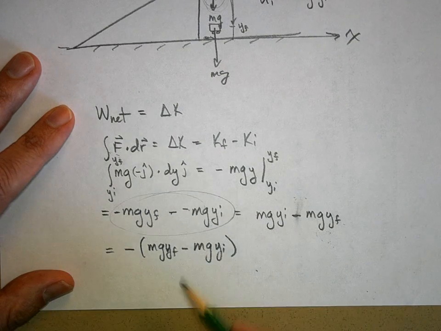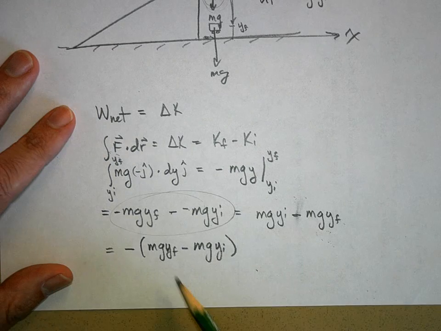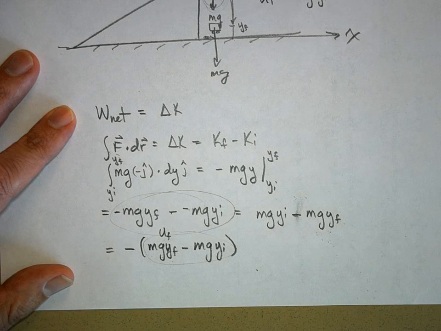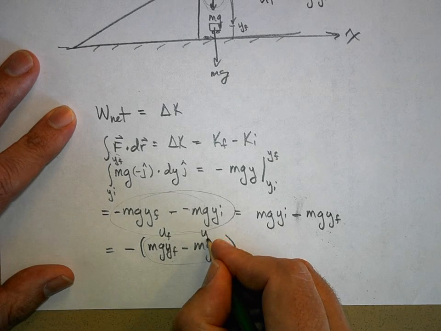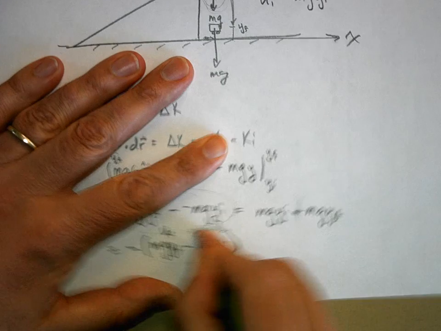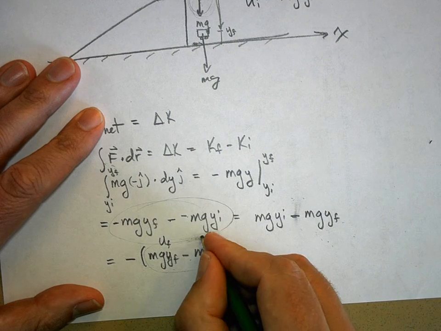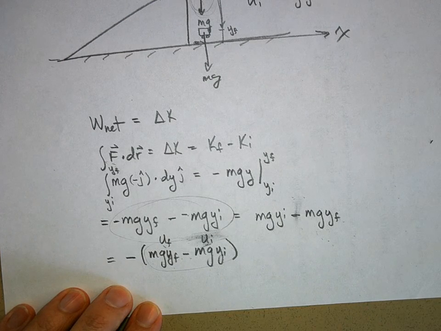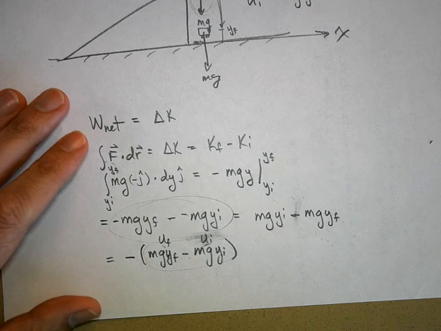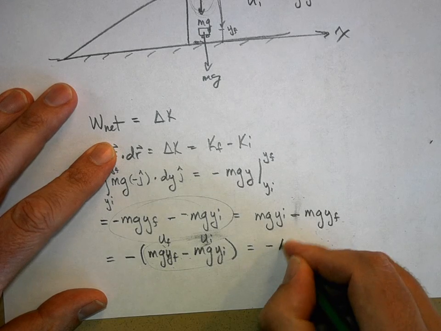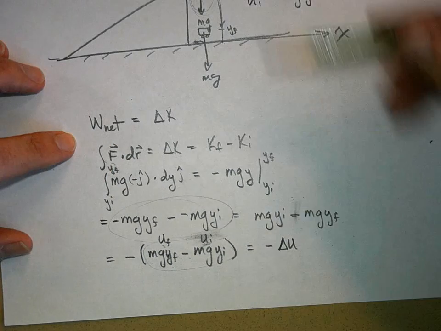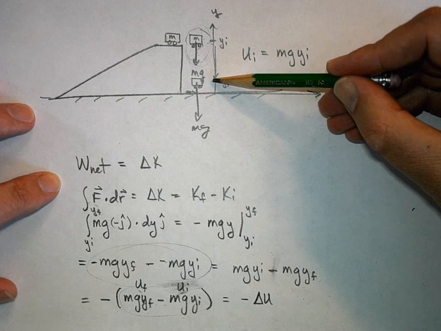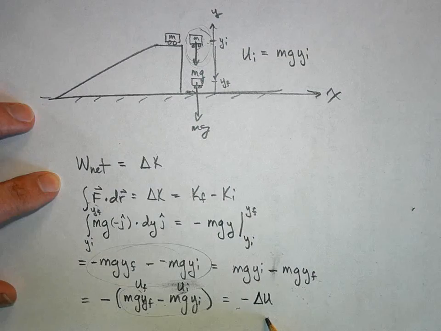Correct? But if I pull the negative out, which I should have done in the first place, what is this? What is mgy? Well, mgy final is my final potential energy, correct? And this is U initial. So this is U final minus U initial. What is that? That's delta U. So this is equal to negative delta U. The work done by gravity as this thing falls down is equal to the loss of my gravitational potential energy.